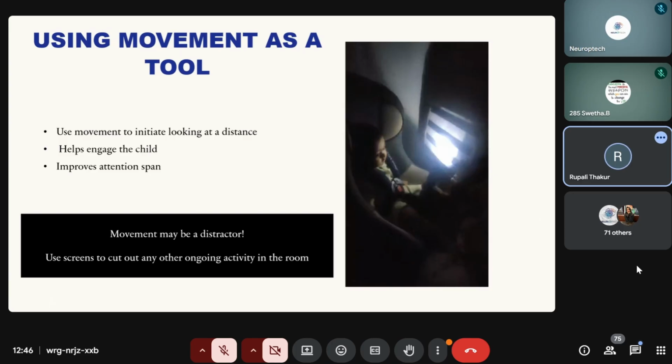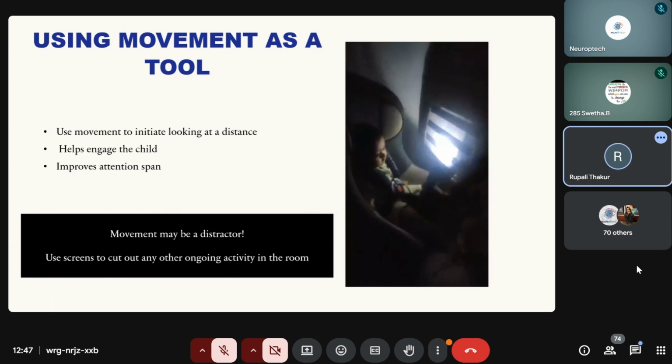Use a screen to cut out any other ongoing activity in the room. Suppose you are taking four children together, there should be partitions in the room. At a time you cannot make four children sit together, because one may have a behavioral problem, one may have some autistic features, one may have a deafness problem also, so you have to treat them separately, one child at a time.